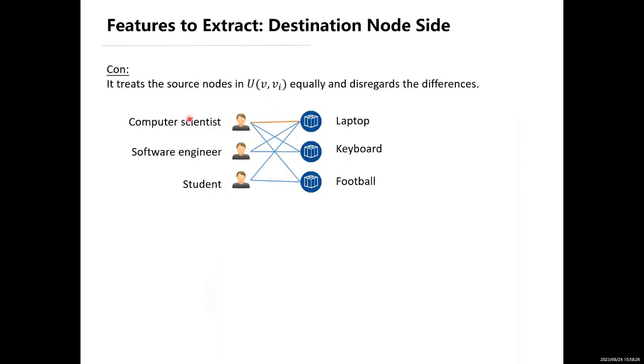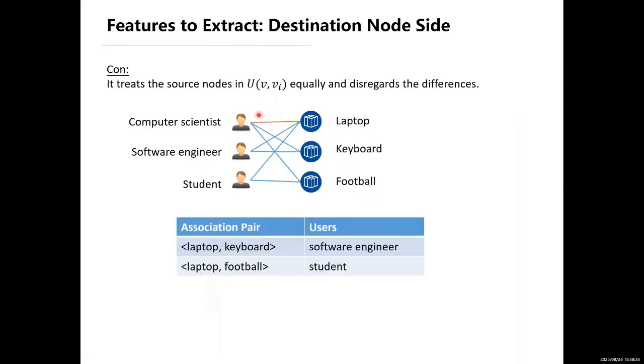There are 3 users, a computer scientist, a software engineer, and a student, and they buy a laptop, keyboard, and football. Assume we want to extract features for the edge between the computer scientist and the laptop. So there are 2 association pairs, laptop-keyboard and laptop-football.